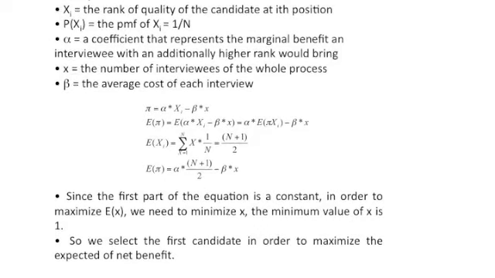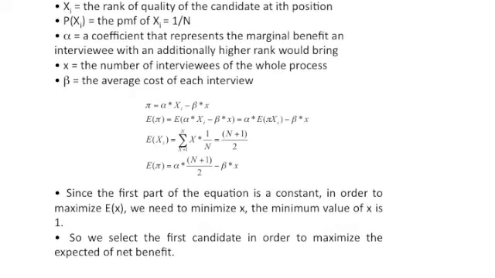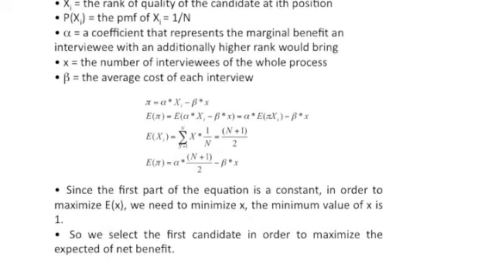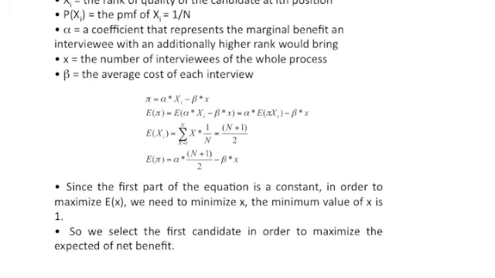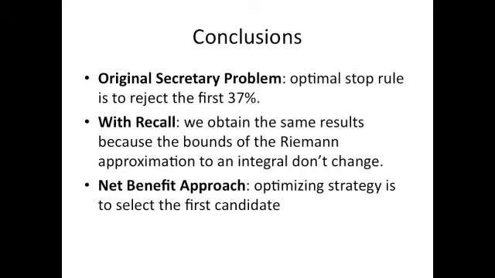Then we come to the conclusion that the best strategy is to select the first candidate so that we minimize the cost and maximize the net benefit. Perfect. So in conclusion, in the original secretary problem, we reject the first 37% of the candidates. If we can recall rejected candidates, this does not change. In our penalty case, since the expected value would be the highest if we pick the first candidate, considering the cost of the whole interview process, we always select the first candidate.